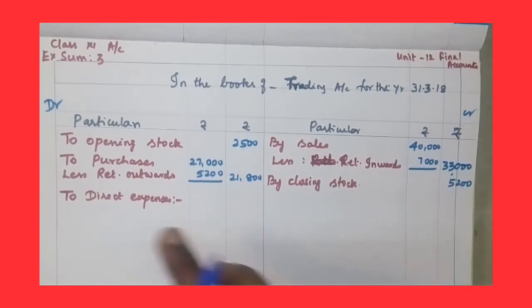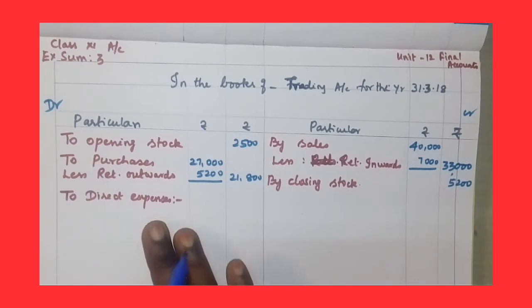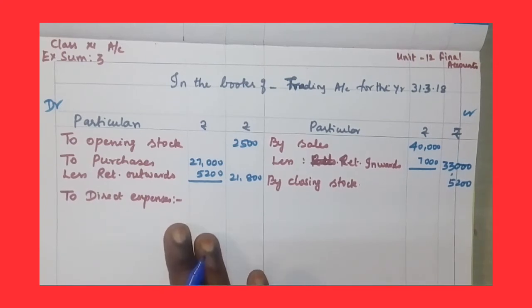Okay, now what are all the direct expenses given? See, in the trading account we will enter only the direct expenses, that is expenses incurred in the factory, or the expenses which are all incurred in purchasing the goods is said to be the direct expenses.